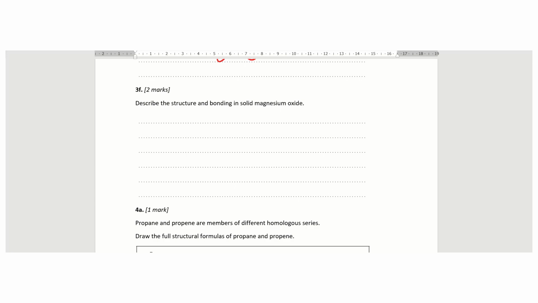Next question, describe the structure and bonding in solid magnesium oxide. Okay, so this question is getting you to recognize that this is an ionic compound. And with questions like this, they're getting you to think about the definition of what makes an ionic compound. So it's not enough just to say that it contains ionic bonding, you have to actually talk about the structure. So with the structure of the solid magnesium oxide, you have to say that it's held together by electrostatic attractions.